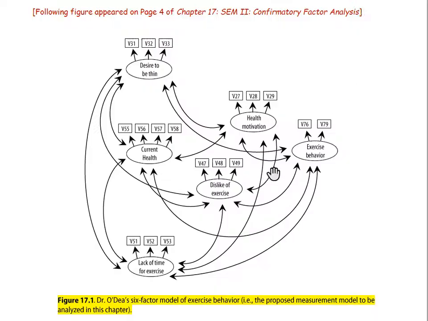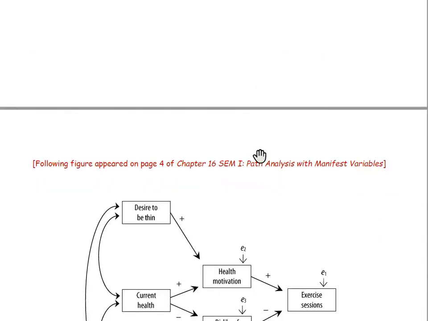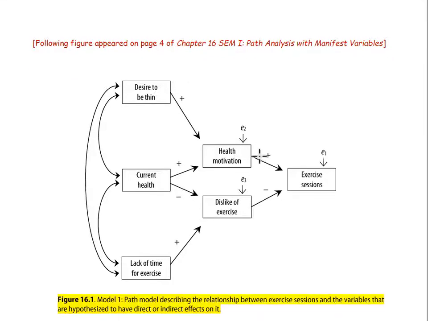Let's go to that handout that I'm sending to everybody in my class, the handout called P400 additional exhibits for Chapter 17. Let's skip past the first one and go to the second figure that appears in that handout. The following appeared on page 4 of Chapter 16, SEM I, Path Analysis with Manifest Variables. This is the kind of simple path analysis that you learned about back in Chapter 16.